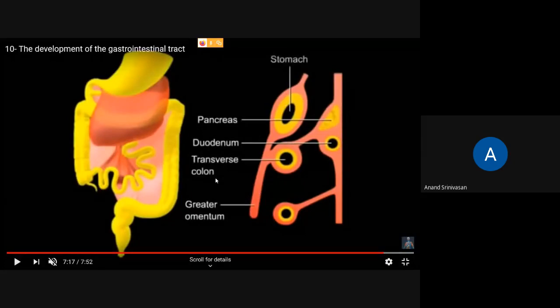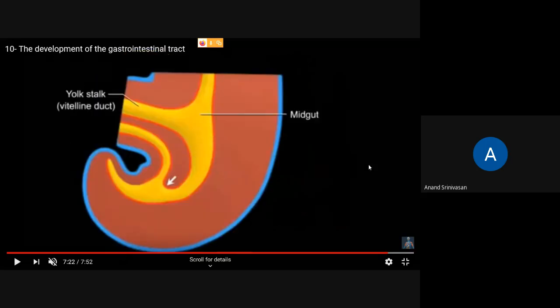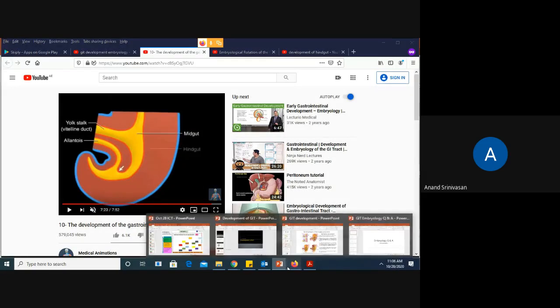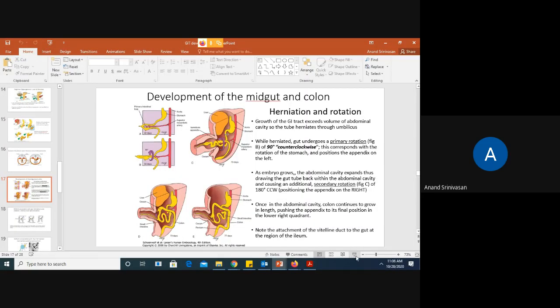So that's why when you lift the greater omentum you will be able to see the transverse colon and the transverse mesocolon, as well as this part which is the mesentery, the mesentery which connects the small intestine to the posterior abdominal wall. All right, so this is regarding the development of the midgut. Before that I will show you my presentation here.